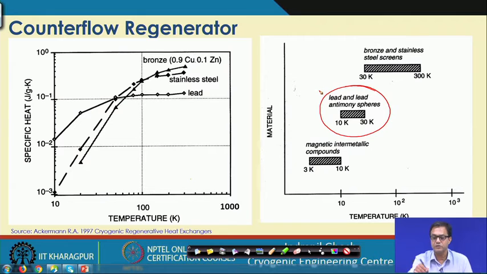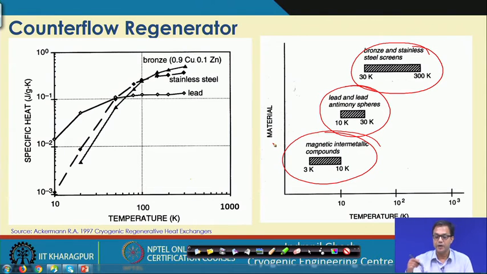Here, lead is the appropriate material in the range 10 to 30 K, because it has a low Debye temperature, and low Debye temperature will ensure a higher value of Cp or Cv, the specific heat of the material. But when it is designed for higher temperature, stainless steel or bronze is suitable, particularly when going below 10 K.